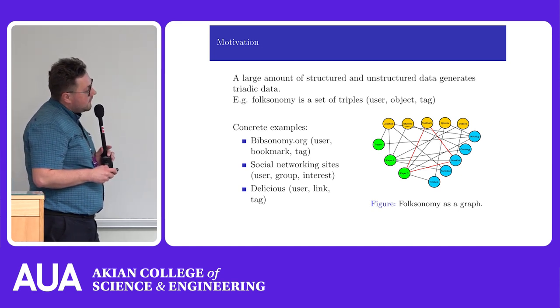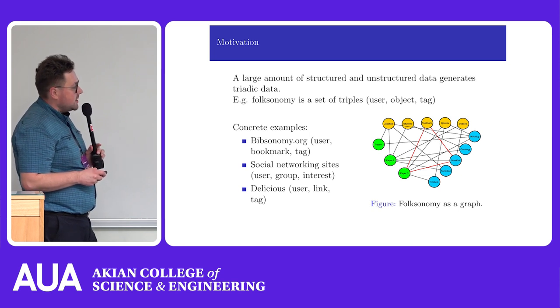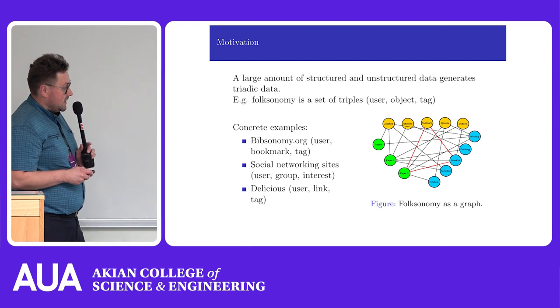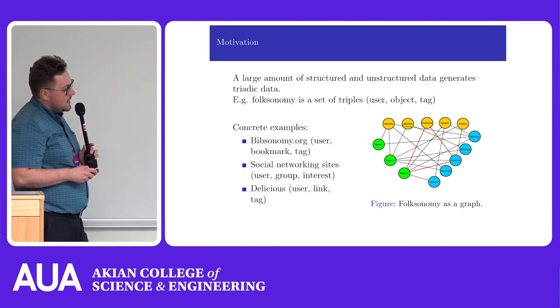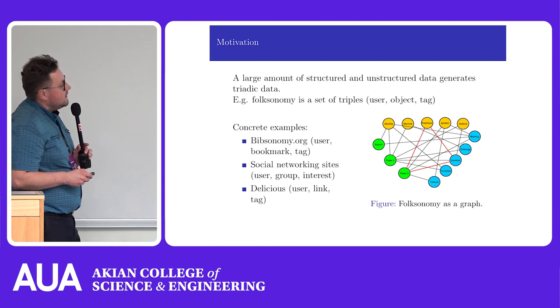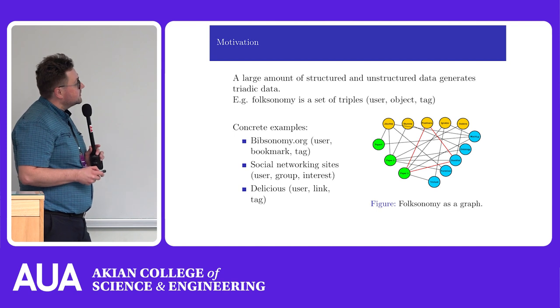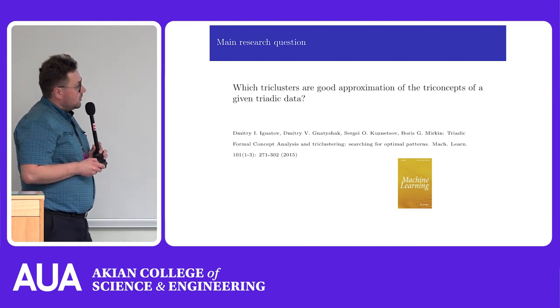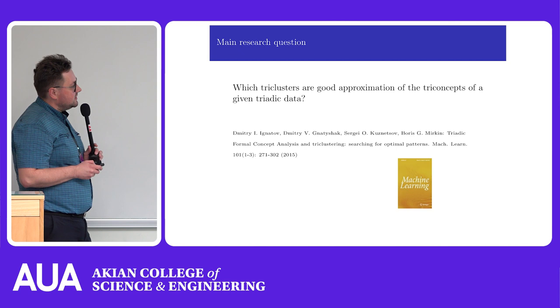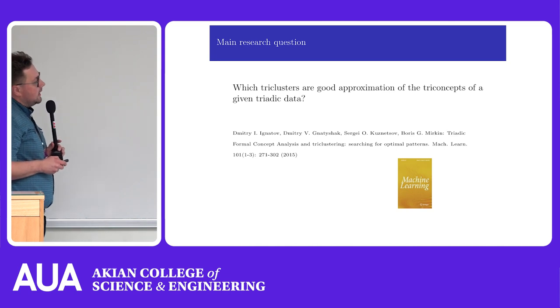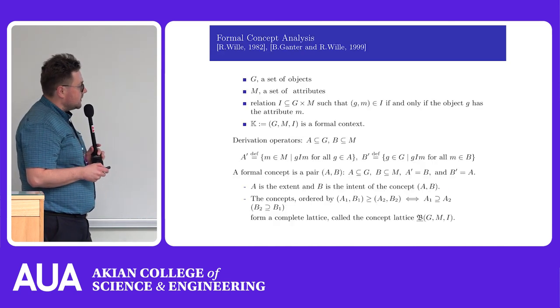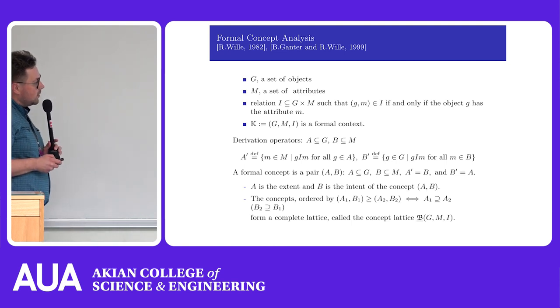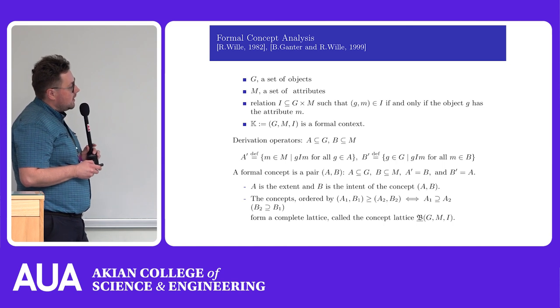So here we can find the so-called tri-communities, that is, users that share the same resources and mark them by the same subset of tags. They are the so-called tri-communities or tri-clusters. But the question that we asked was, what is a good approximation of tri-concepts, that is, maximal triadic rectangles in such data? And we answered this question in our paper published in Machine Learning Journal already several years ago. But in the 2D case, we are going back to the case now.